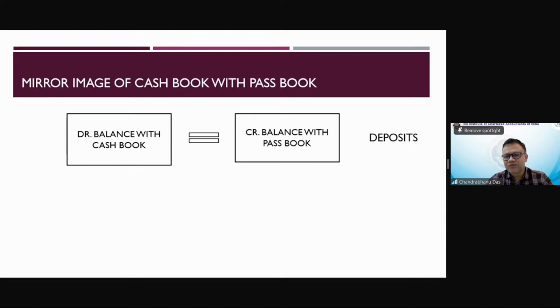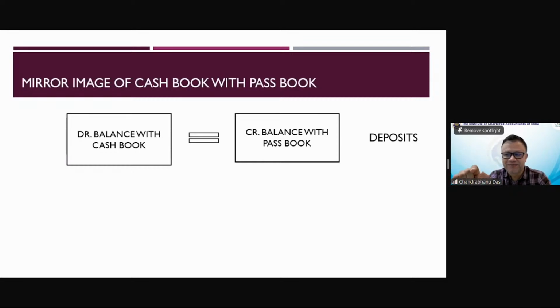A debit balance with the cash book means the passbook always shows a credit balance. Forget all confusion and just focus on this diagram. It will help you solve all your bank reconciliation problems. Debit balance with cash book is always a credit balance with passbook.